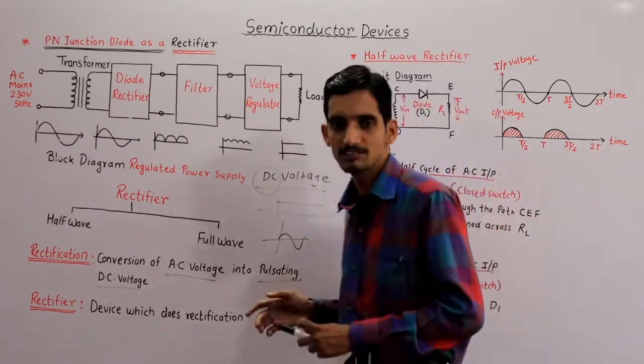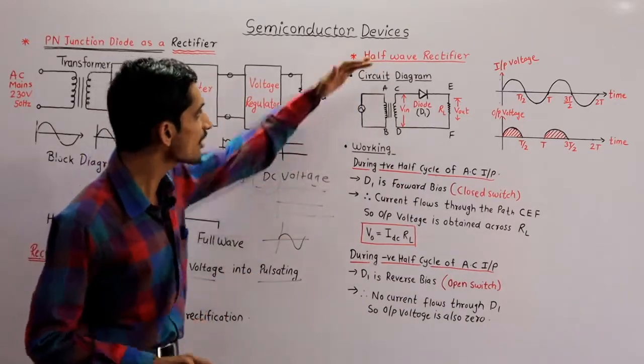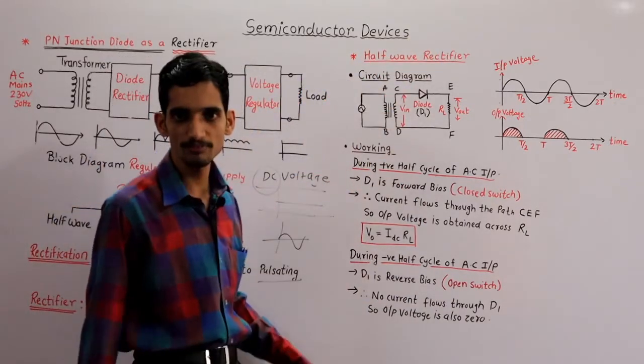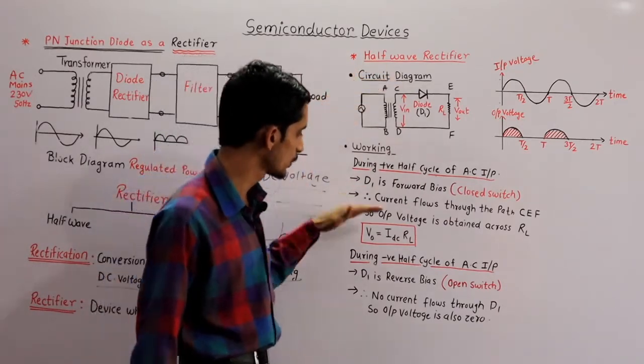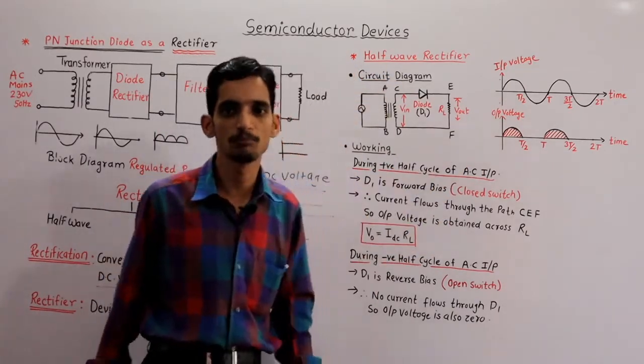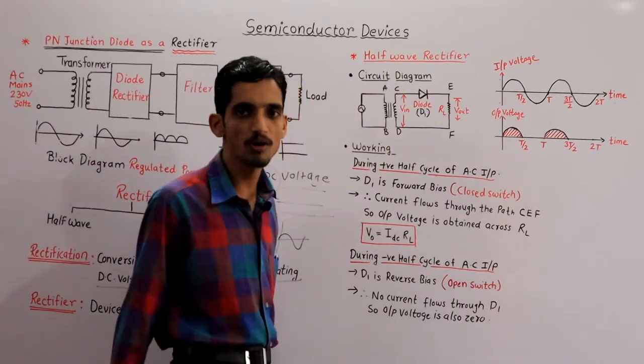Now we are discussing half wave rectifier. In this half wave rectifier, from exam point of view, you have to prepare the circuit diagram, then its working and its waveform. So circuit diagram of half wave rectifier consists of what?